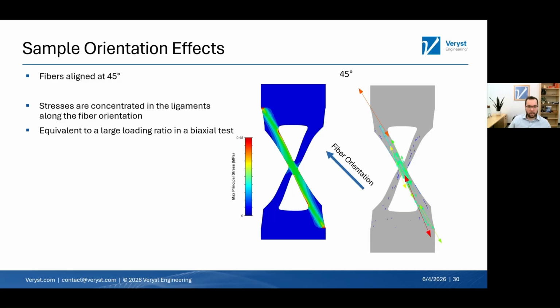The stresses are concentrated along the ligaments, and this is basically becoming equivalent to a large loading ratio in a biaxial test. So sort of like a 5-to-1 loading ratio. And so you can see that by tailoring that alpha angle and tailoring your specimen orientation with respect to its fiber orientation, you can begin to alter your biaxial stress state and therefore get your loading ratios.